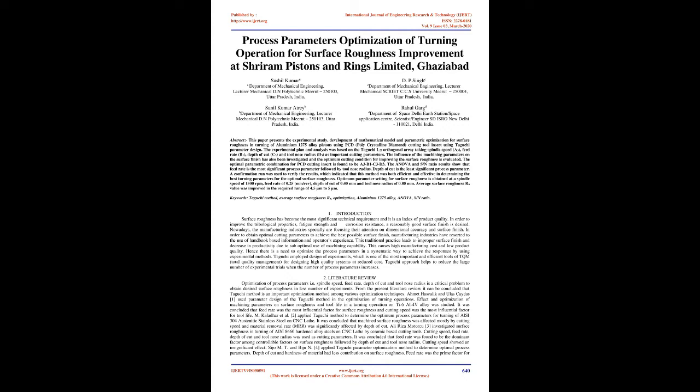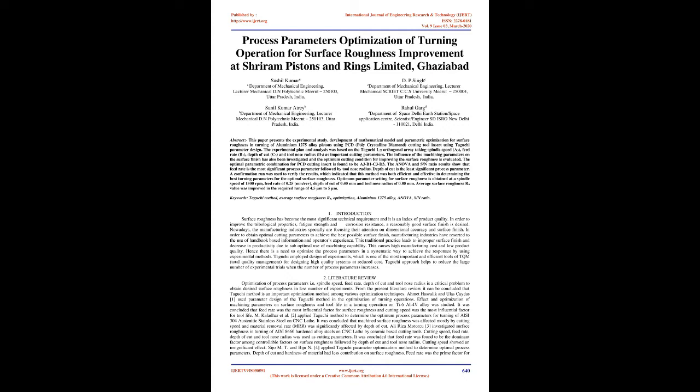A confirmation run was used to verify the results, which indicated that this method was both efficient and effective in determining the best turning parameters for the optimal surface roughness. Optimum parameter setting for surface roughness is obtained at a spindle speed of 1500 rpm, feed rate of 0.25 mm/rev, depth of cut of 0.40 mm and tool nose radius of 0.80 mm. Average surface roughness Ra value was improved in the required range of 4.5 µm to 5 µm.